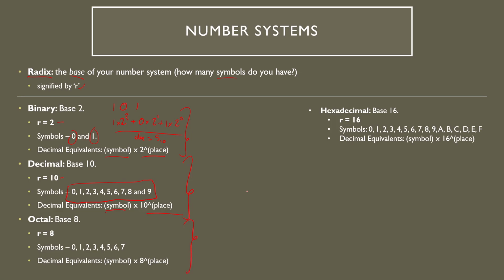There's also octal and hexadecimal. These two are usually used to represent binary, because their bases, their radixes, are a power of 2. The decimal equivalents are similar.